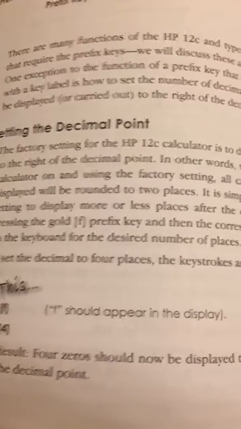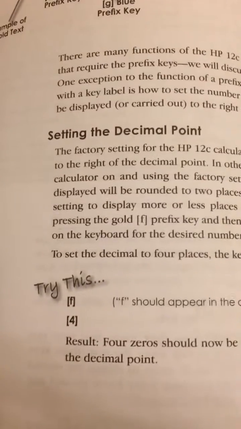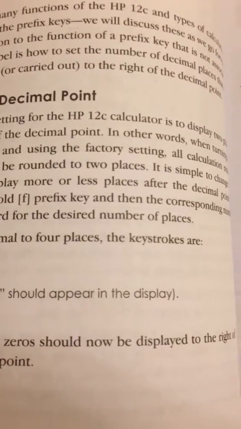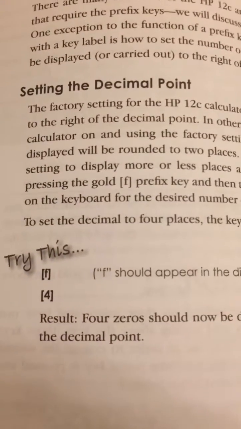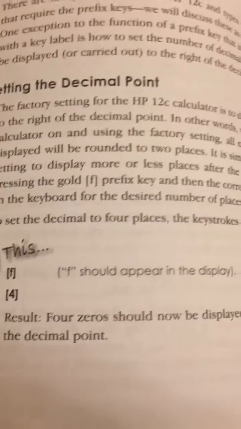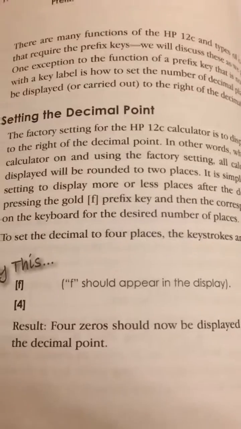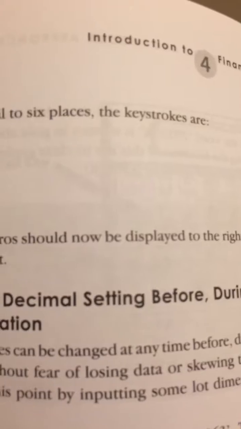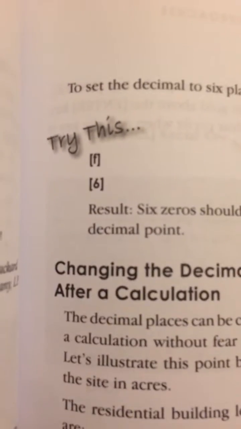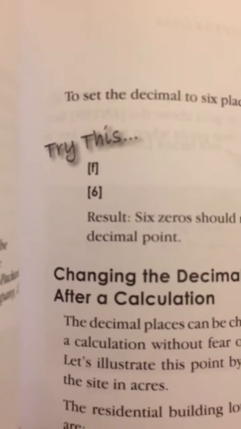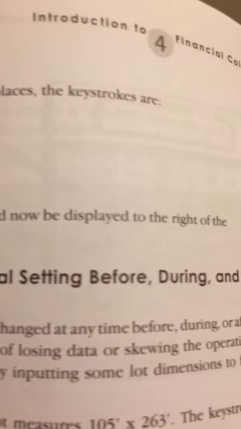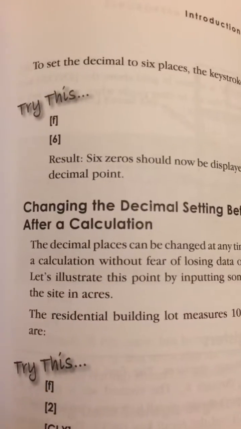To set the decimal to 4 places, the keystrokes are, try this, F, and F should appear in the display. 4. Result, 4 zeros should now be displayed to the right of the decimal point. Page 125. To set the decimal to 6 places, the keystrokes are, try this, F6. Result, 6 zeros should now be displayed to the right of the decimal point.